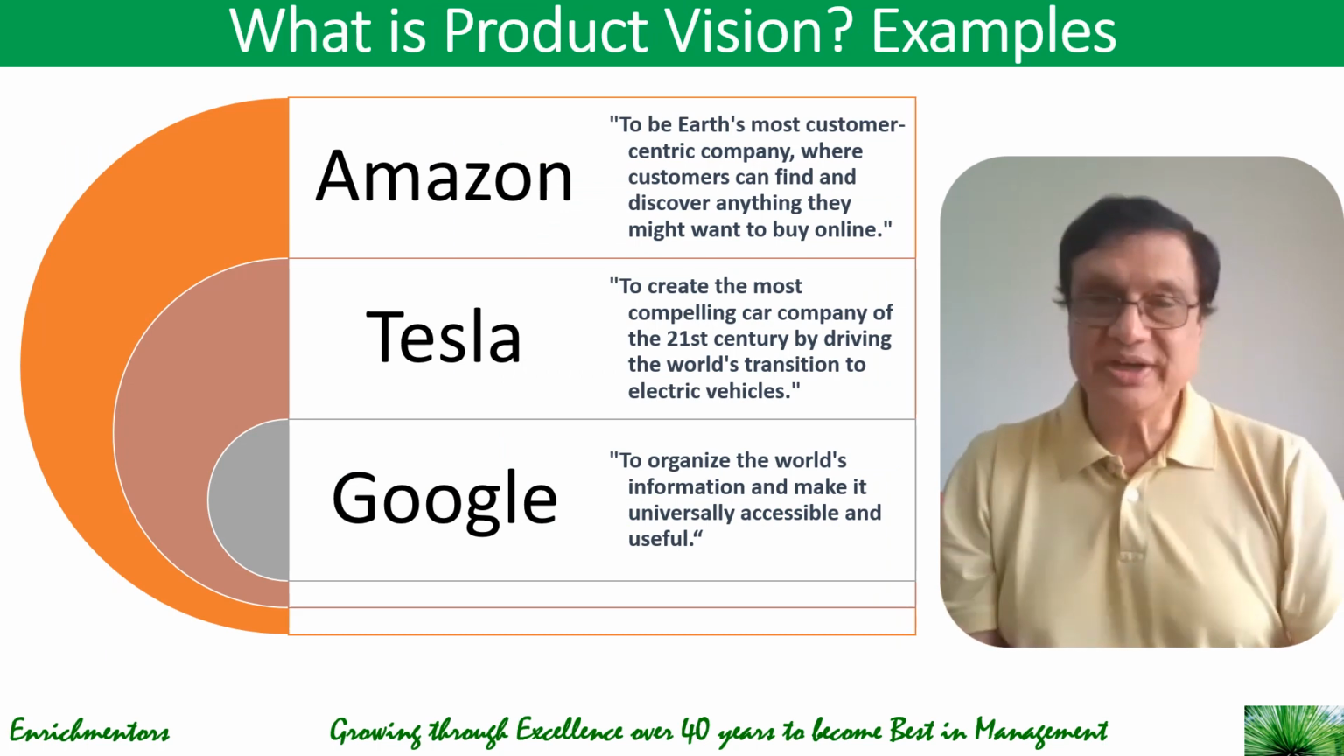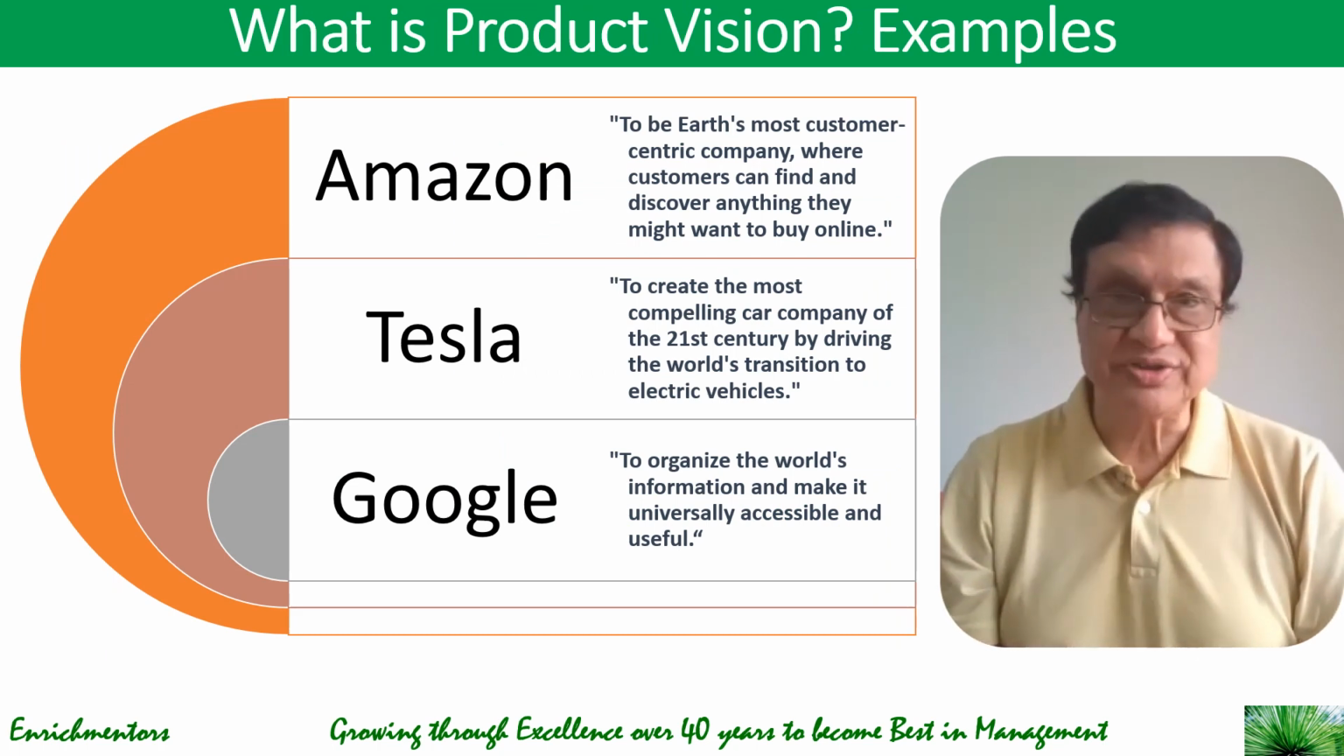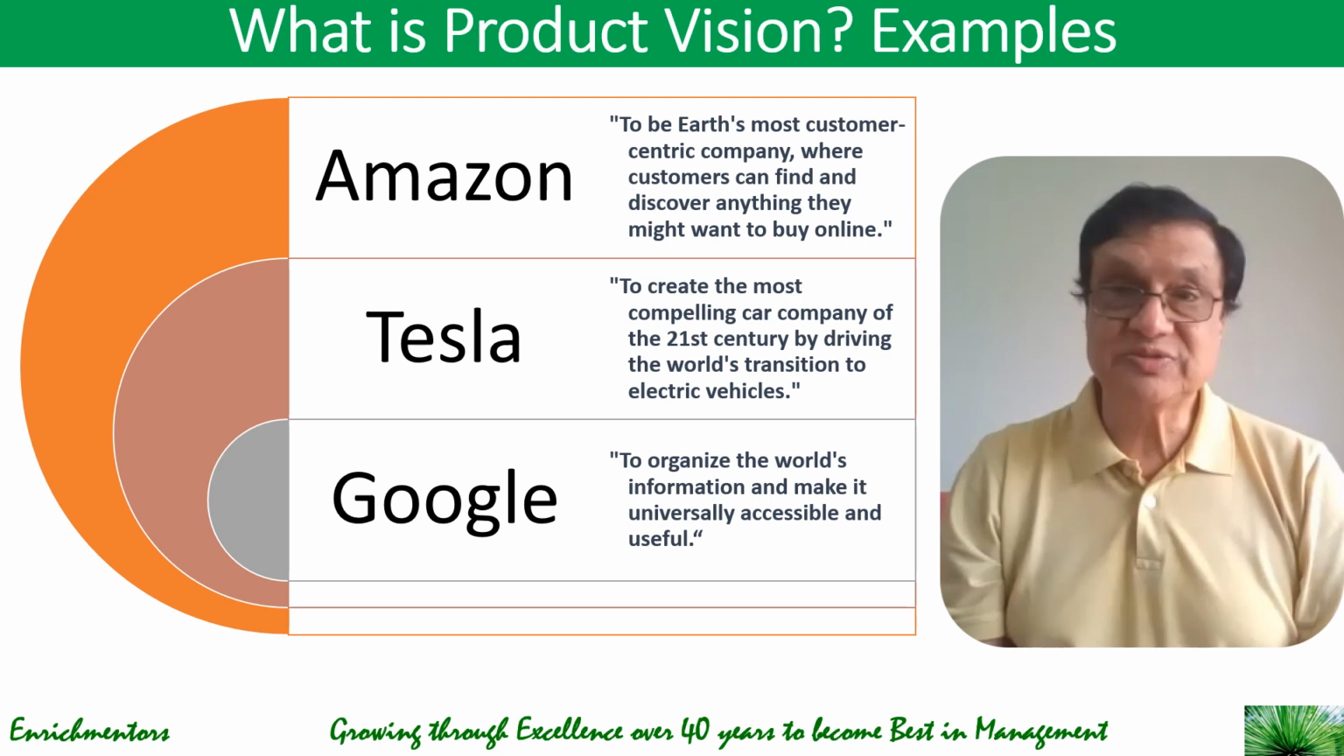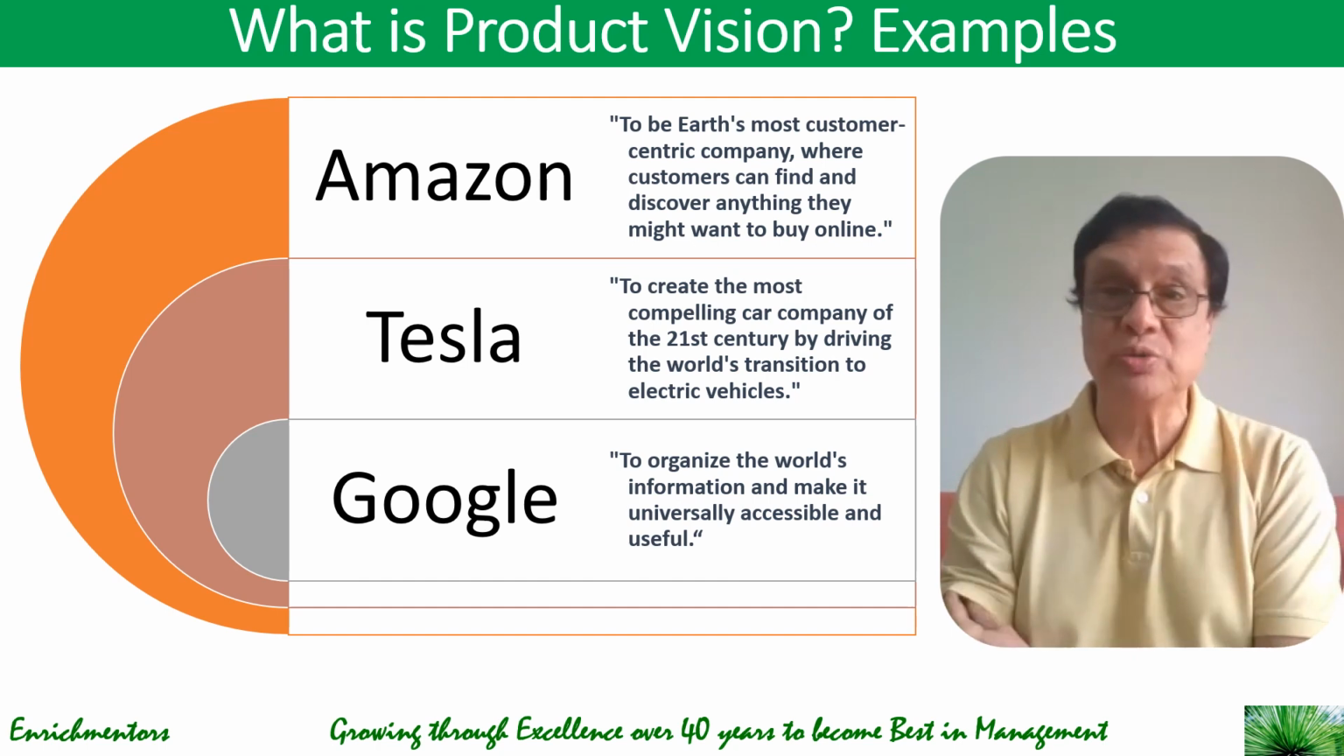So let's look at some examples of the product vision, like Amazon. Amazon, as a brand, as a product, the vision is to be Earth's most customer-centric company, where customers can find and discover anything that they might want to buy online.